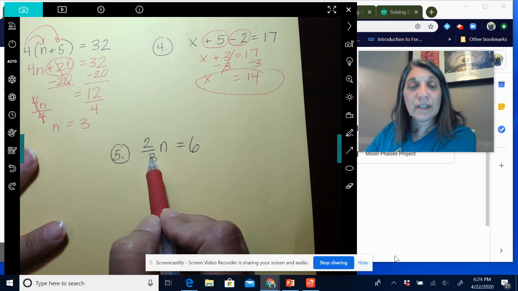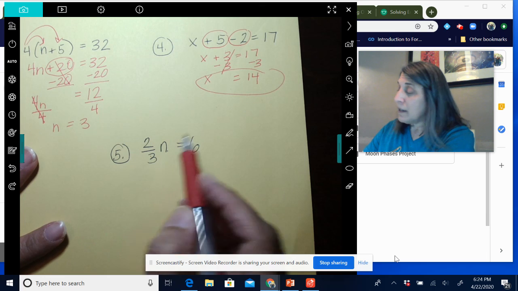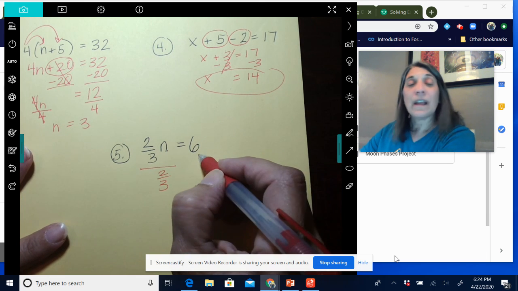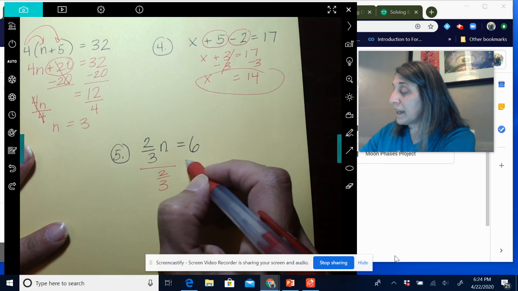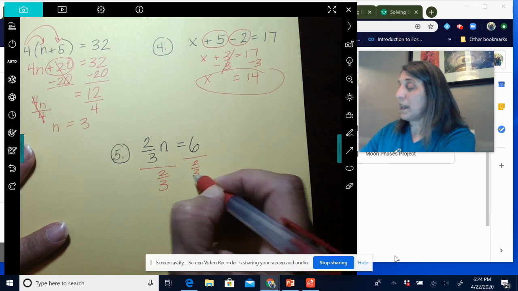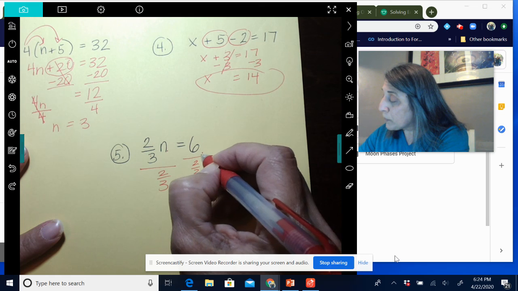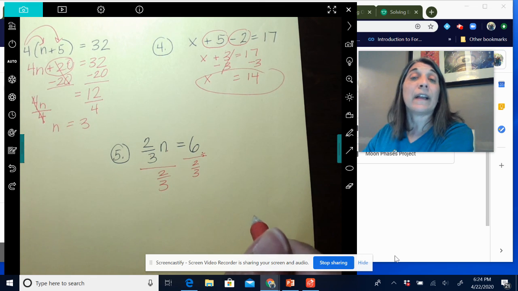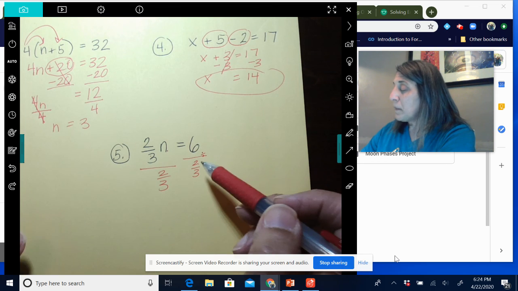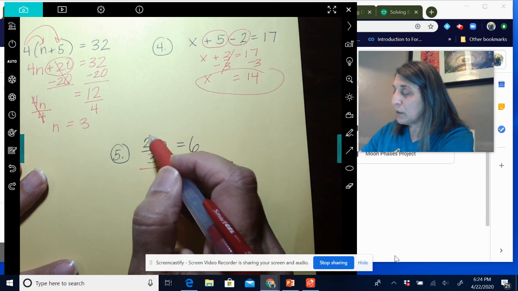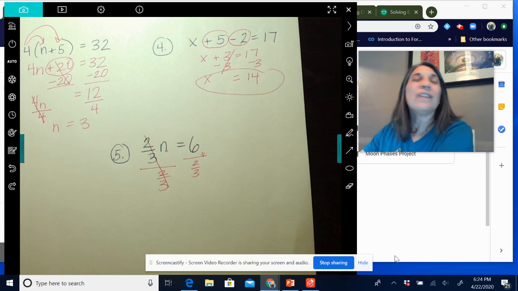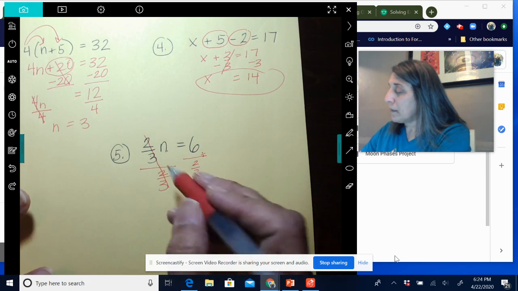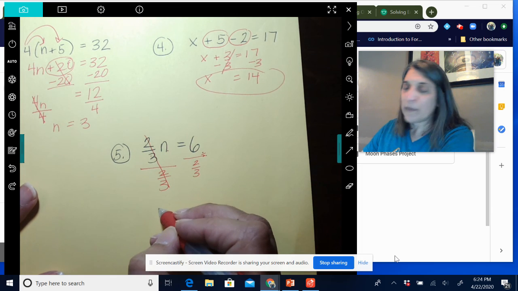Okay, this is 2/3 times n. So I'm going to divide by 2/3. Now this time I'm going to go ahead and put a division line here. Just remember that this is a division line. If it messes you up, you can put a little division sign here. The only reason I say that is because there's a fraction here and that could mess you up. So these are still going to be 2/3 over 2/3. You could change it to 0.66 if you wanted to use decimals. It doesn't matter, but I would leave it as fractions for now.